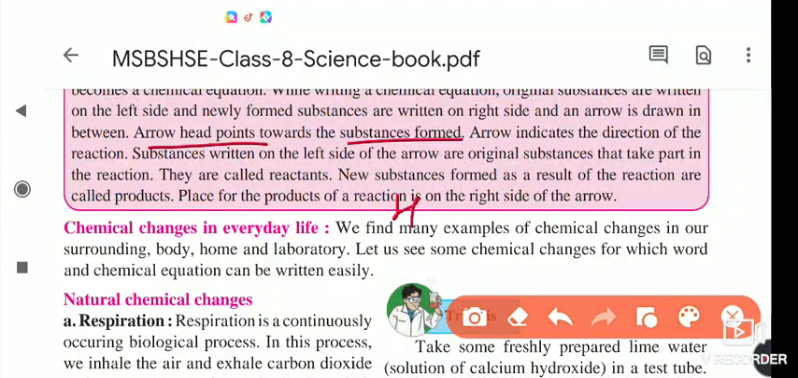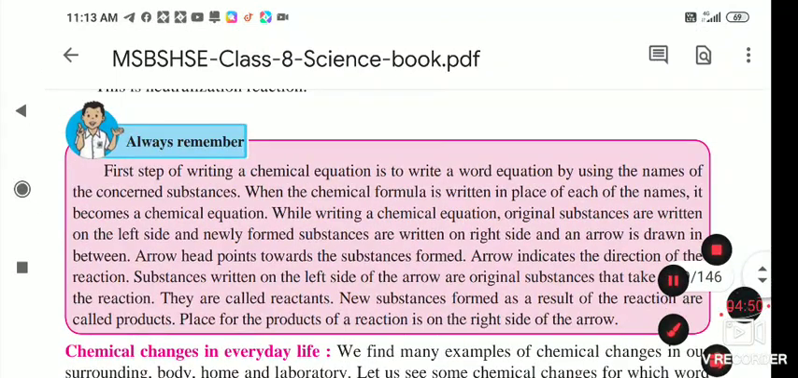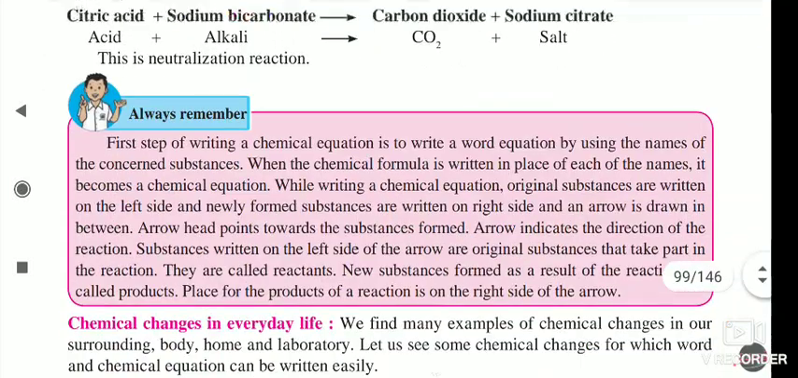For example, H plus O gives H2O. So this forms H2O, and in this reaction the reactants are written on the left side, the product is written on the right side, and this is the arrow pointing towards the product. The arrow indicates the direction of the reaction, meaning the reaction is taking place from left to right.